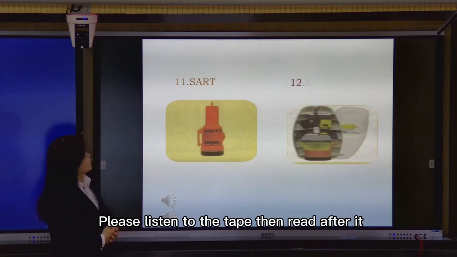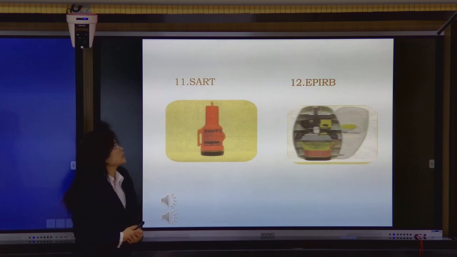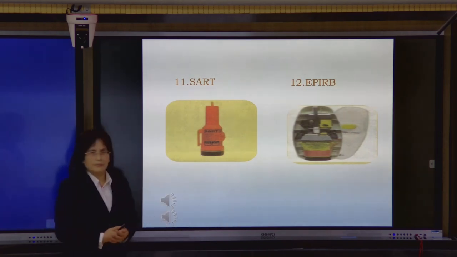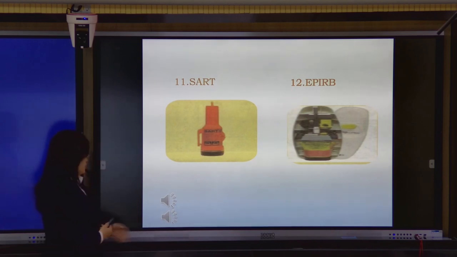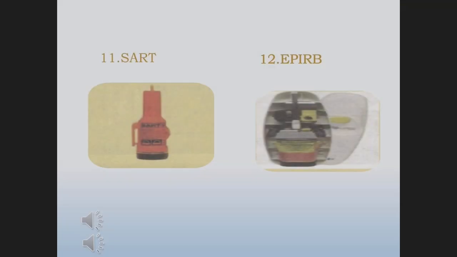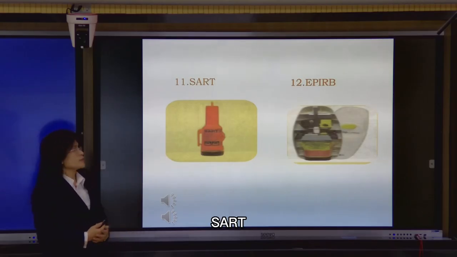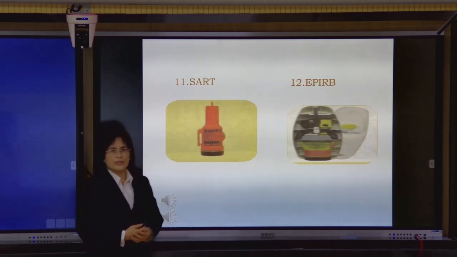Please look at the pictures. Listen to the tape, then read directly after it. 11. 12. Read after me, please.